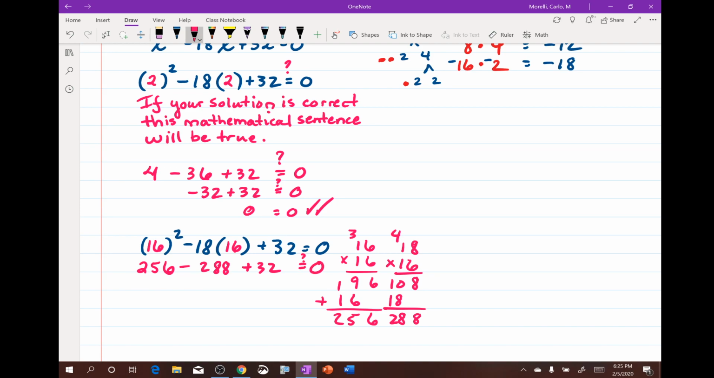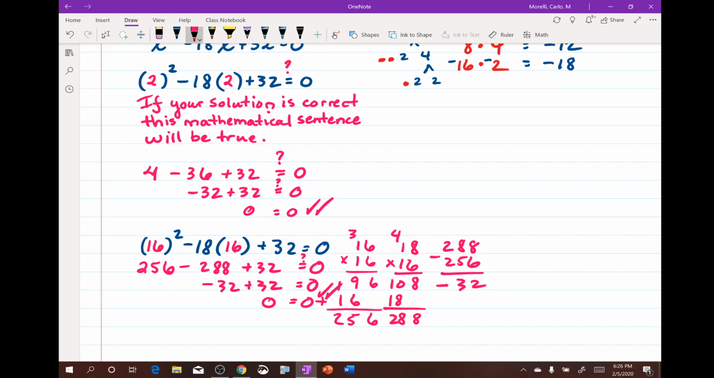Is this true or false? So now we have to take 288 and subtract 256 from it. And what we're hoping is that 288 minus 256 is 32. Okay, so 8 minus 6 is 2. 8 minus 5 is 3. 2 minus 2 is 0. Put a negative sign in front of it because we were doing the reverse. And so now we have negative 32 plus 32 equals 0. Negative 32 plus 32 is 0, so 0 equals 0. Double check, done.